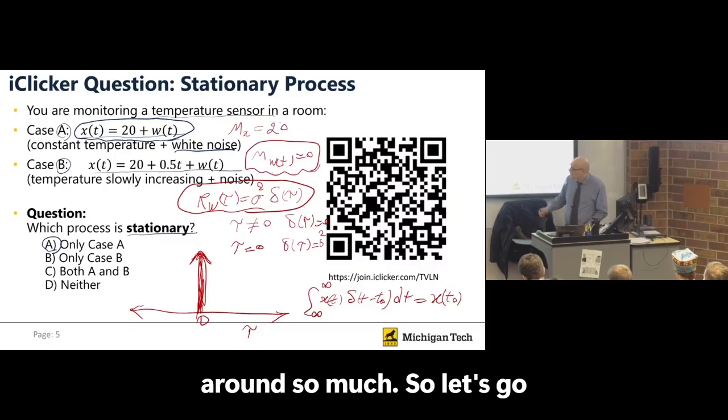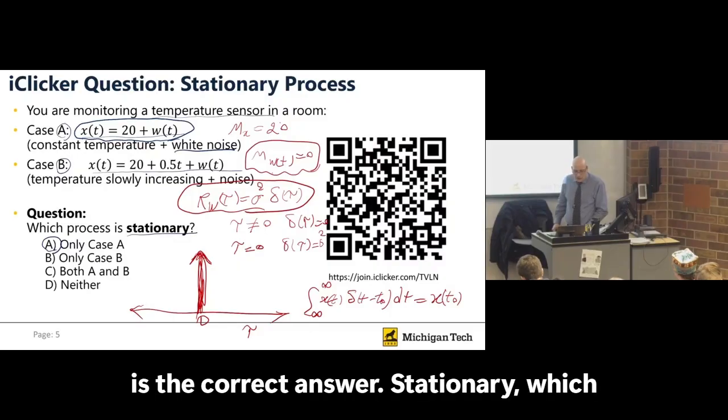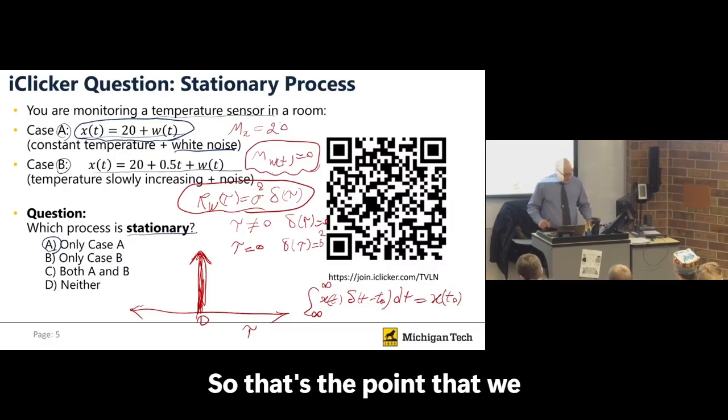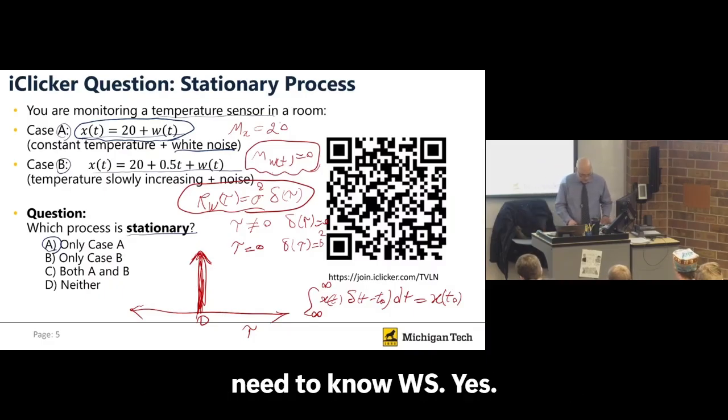Anyway, I jumped around so much. Let's go back to this example. So A is the correct answer. Stationary. Which kind of stationary? Wide-sense stationary. That's the point that we need to know. WSS.